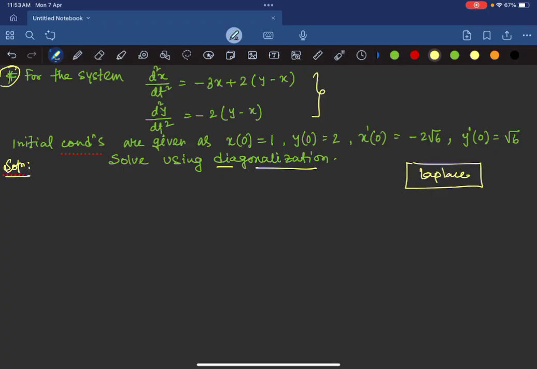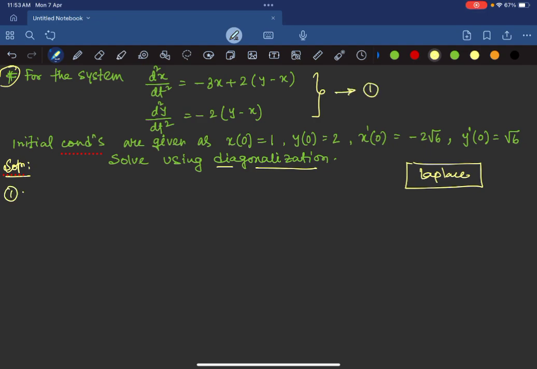So let's try to solve this question using this method, because it is mentioned, and you should also know the technique by which one can easily solve this type of question. First thing, you should note down that this is a homogeneous type of equation, and we can write this system. Suppose this is system number 1.